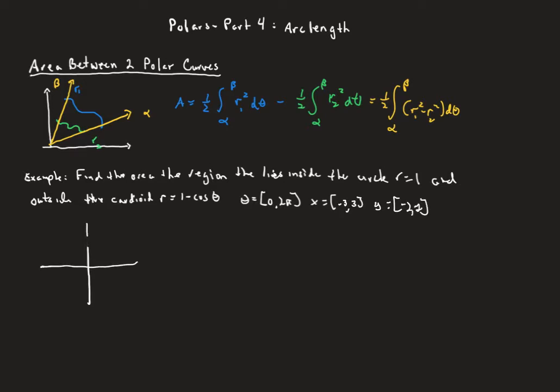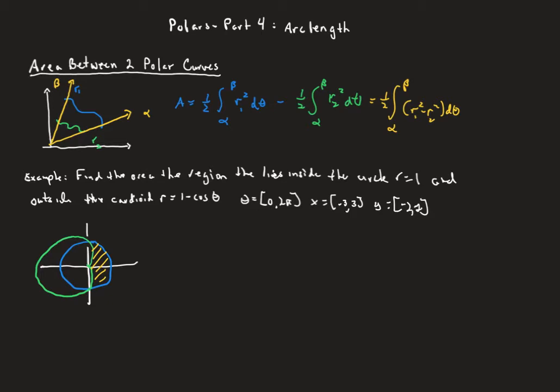So here is our circle of radius 1, and our cardioid is going to go something like that, more or less. You have to use your imagination there. We are trying to find the region inside the circle, but outside the cardioid, so we're talking about this region in yellow right there.